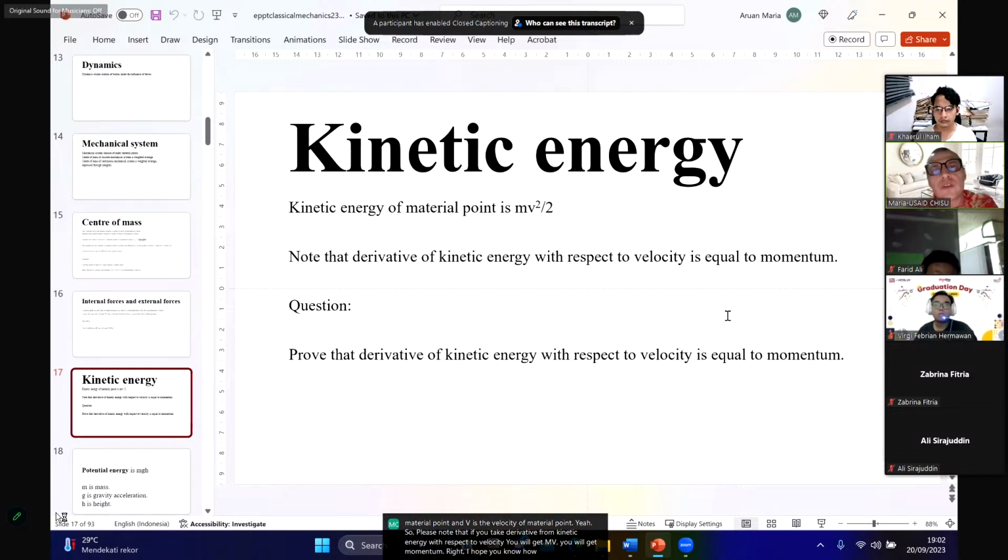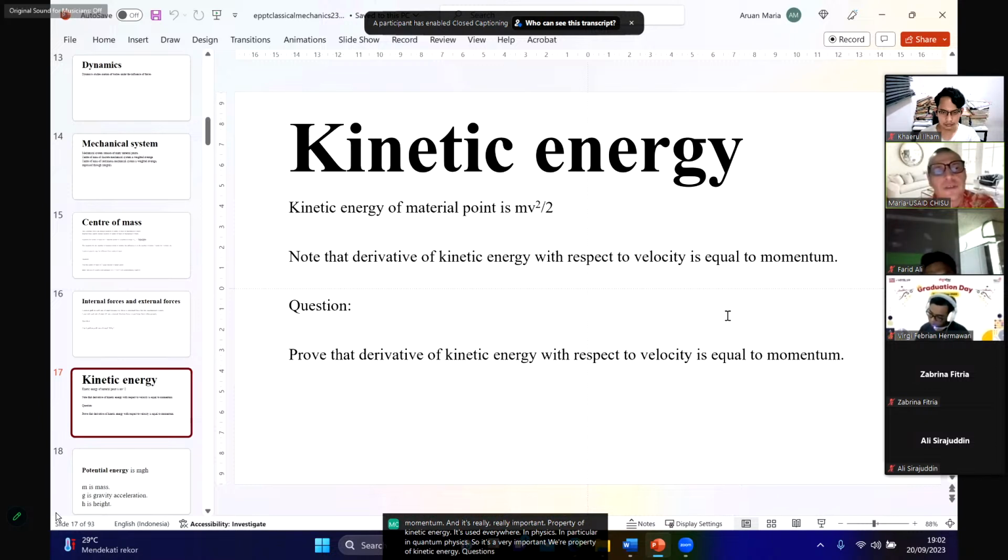I hope you know how to take the derivative. Derivative of 2v is going to be equal to 2, right? But derivative of v squared is going to be equal to 2v, right? And if you take the derivative of kinetic energy, v squared becomes 2v. 2v divided by 2 is just v times m gives you mv, which is momentum. And it's a really, really important property of kinetic energy. It's used everywhere in physics, in particular in quantum physics.